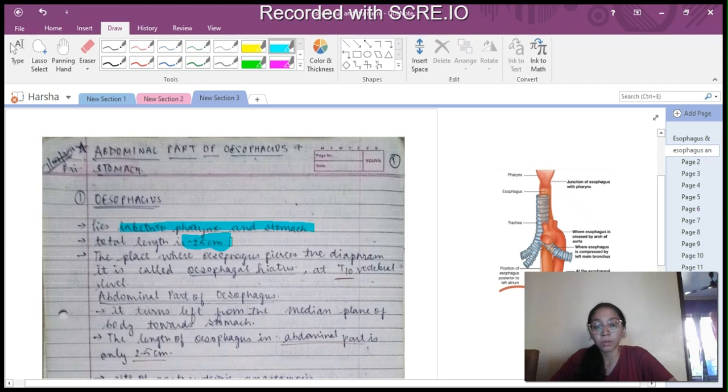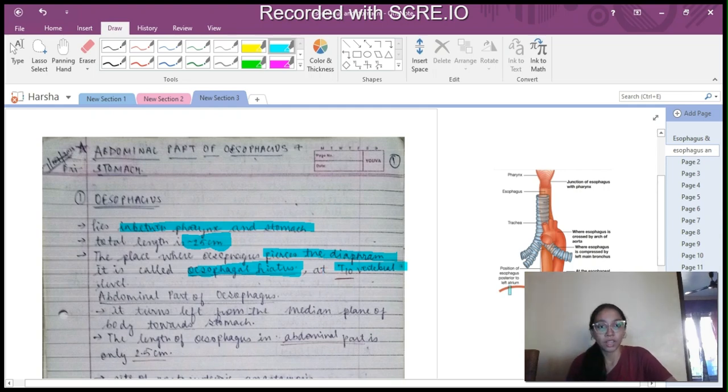Important: the place where the esophagus pierces the diaphragm is called the esophageal hiatus. And where is the esophageal hiatus present? It is present at the T10 vertebra. Important for MCQs: the place where the esophagus pierces the diaphragm is called the esophageal hiatus, at the level of the T10 vertebra.